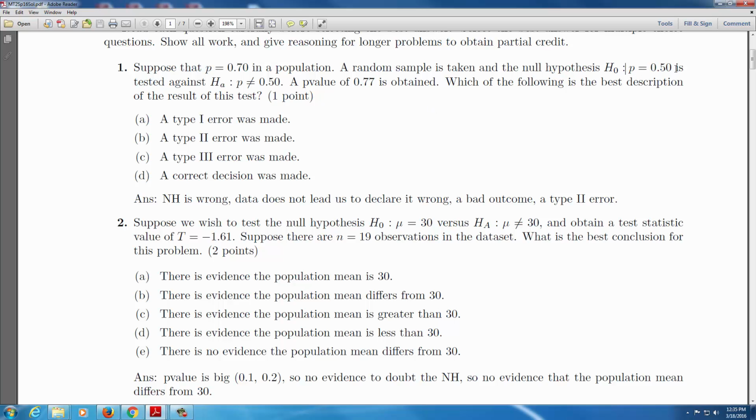And so since we have not figured out from the data that this null hypothesis is wrong, we're letting it go when it's wrong. That's one of the errors, and it is a type 2 error. So the correct answer should be B.